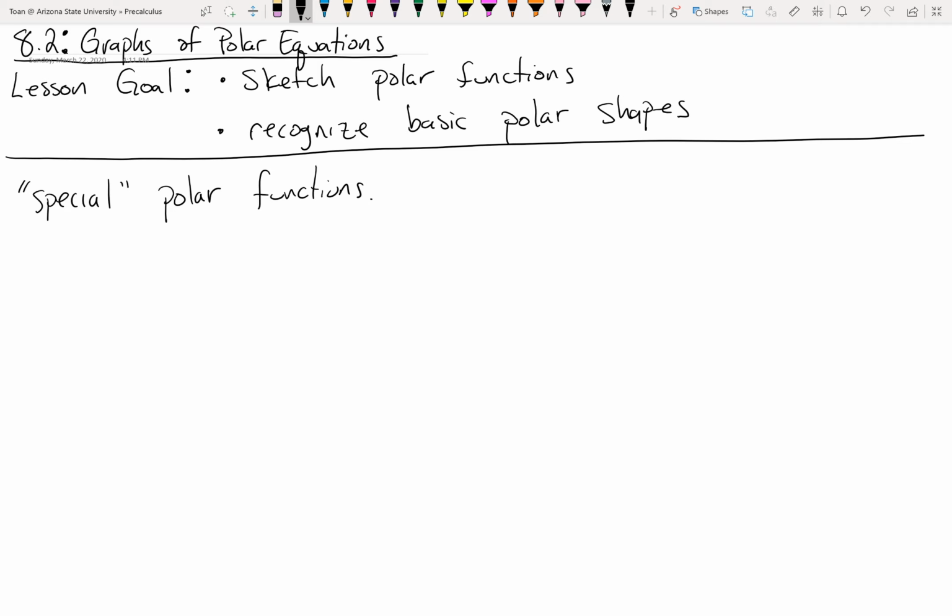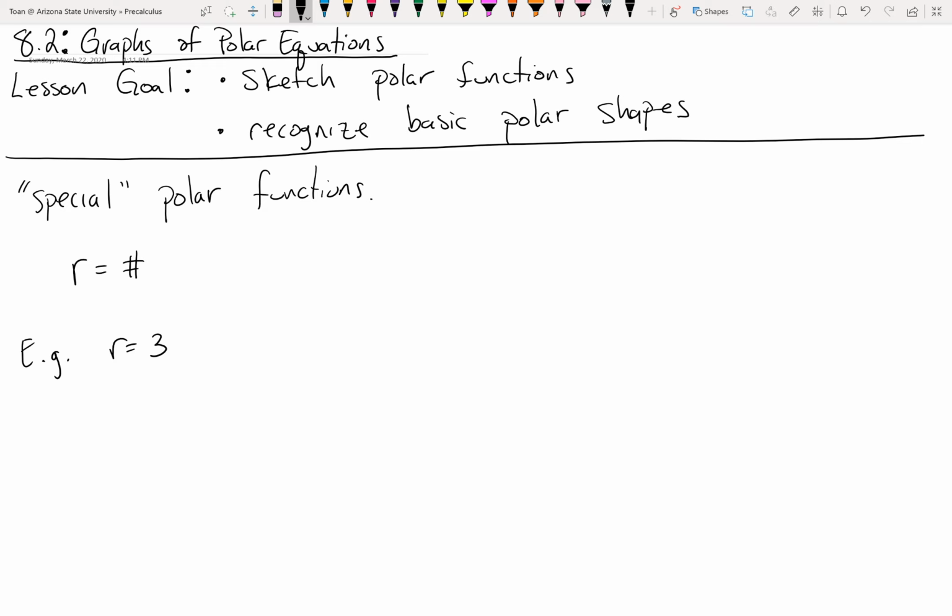Just like how in the rectangular coordinate system, I expect everyone to know that y equals a number is a horizontal line, x equals a number is a vertical line, y equals mx plus b is a slanted line, y equals x squared is a parabola or quadratic. There are just certain key types of polar functions that you should be able to recognize just by looking. We'll start off with r equaling some number. So what do these look like? For example, r equals 3.